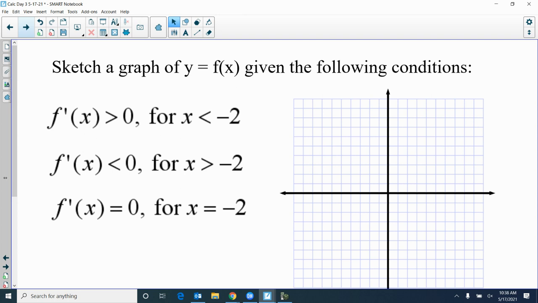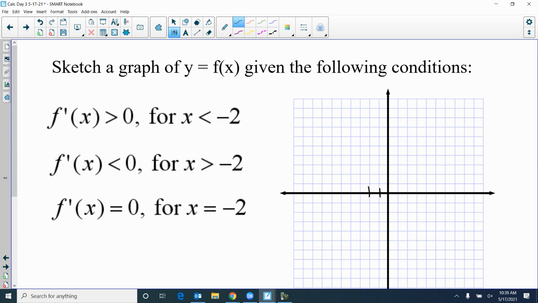To the left of -2, your slope has to be positive, which means your graph has to be increasing. And after -2, my slope is negative, which means my graph has to be decreasing. What's that gonna look like? Parabola, with the minimum at -2. All right, he's close, not 100%. Let's look at why.